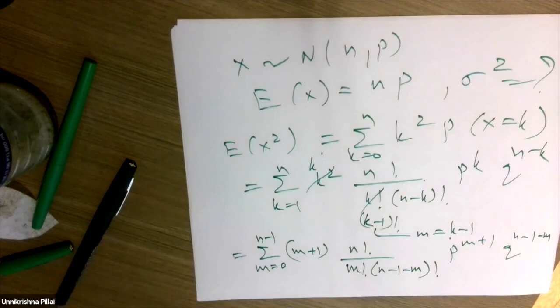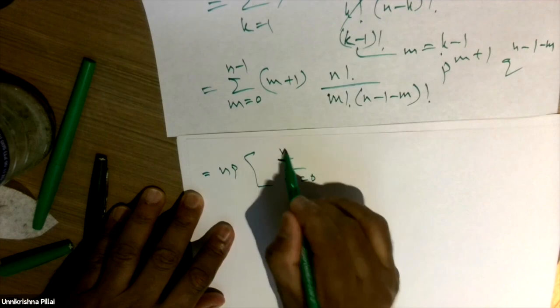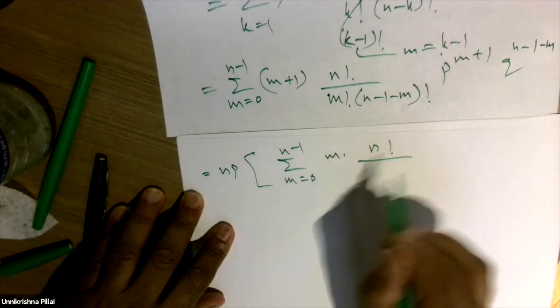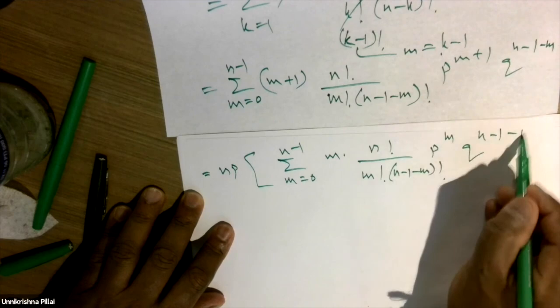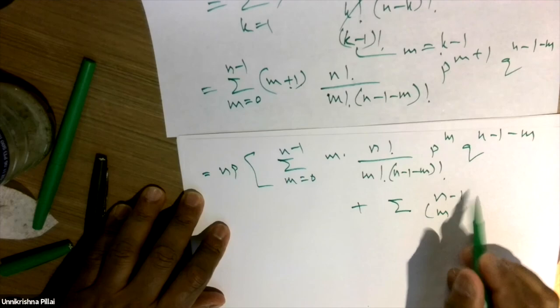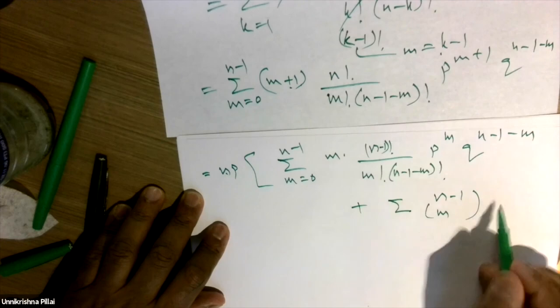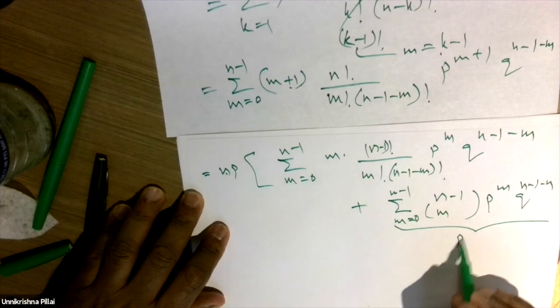So I can pull p outside. Let me see whether I can simplify this. If I pull np outside, this becomes the summation m equal to 0 through n minus 1 of m plus 1, then n factorial over m factorial. Remember, there are two terms. The next term is the summation, which simply becomes n minus 1 choose m. Remember, n has been pulled out. So this is n minus 1 factorial, p to the power m, q to the power n minus 1 minus m. But this is nothing but, we went through this, p plus q to the power n minus 1, which is 1.